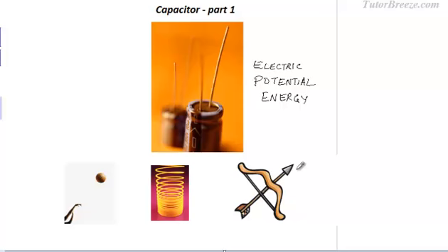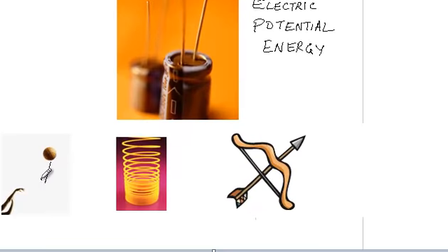For instance, this arrow can hit a target, this spring can throw off a mass. When the ball comes down, it can hit an object which is placed over here. So in each of these cases, we are storing potential energy and then later on retrieving that energy back, which means we are able to store the energy and use it later on.